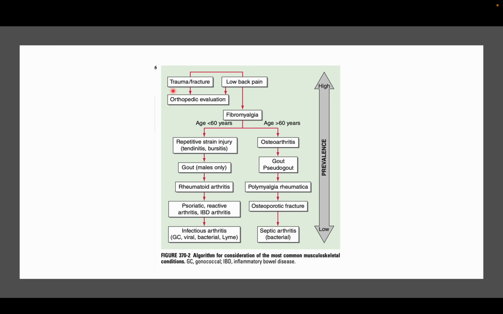So this is the prevalence. Prevalence of fibromyalgia is very high, and like that, this is the order. Tendinitis and bursitis are very common in younger age. Gout is common in males. In the case of elderly, osteoarthritis, gout and pseudogout are very common. Rheumatoid arthritis is common in females.